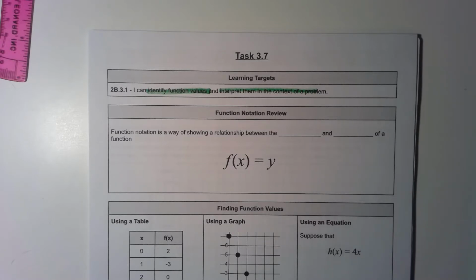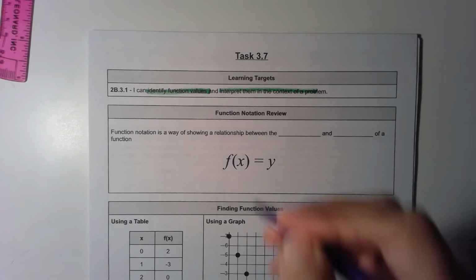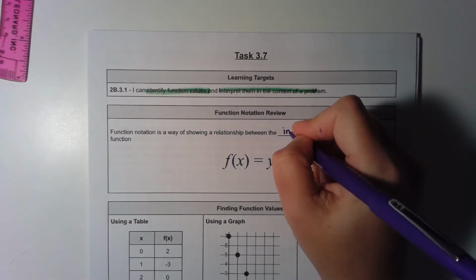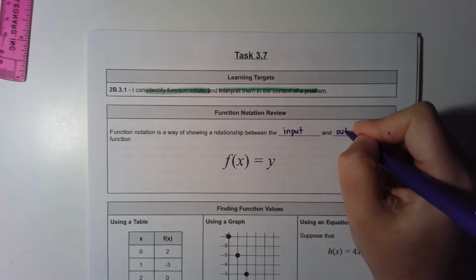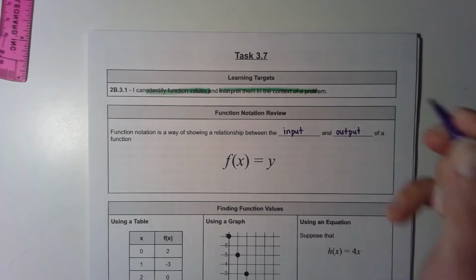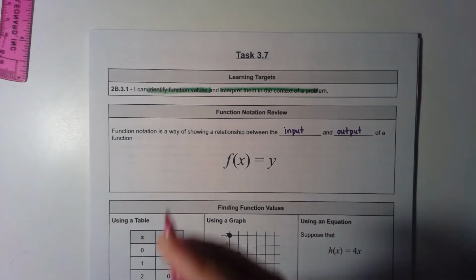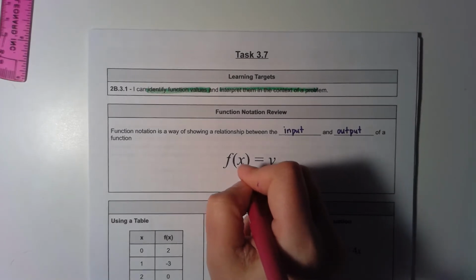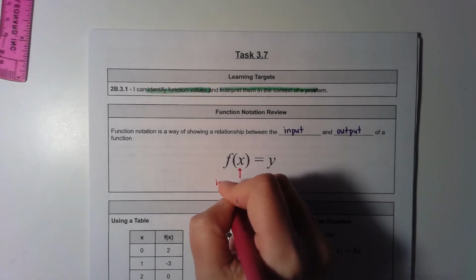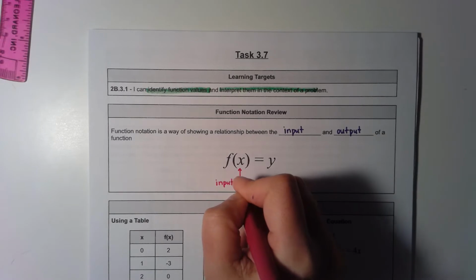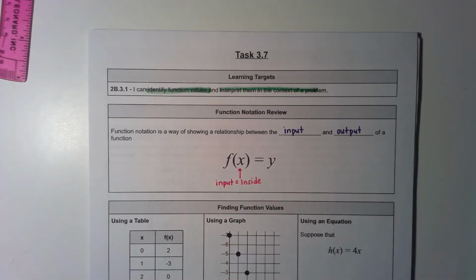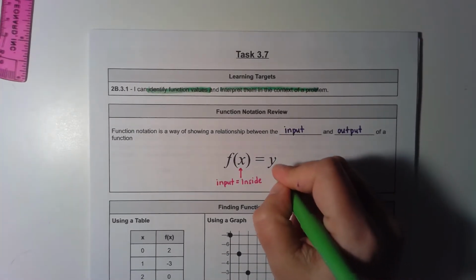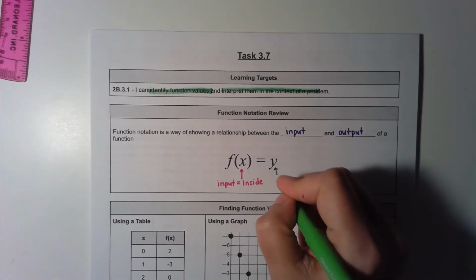So, function notation is a way of showing a relationship between the input and the output of a function. One thing that I want you to remember is that the input value is always on the inside of the parentheses. And the output value of a function is always on the outside of the parentheses after the equal sign.